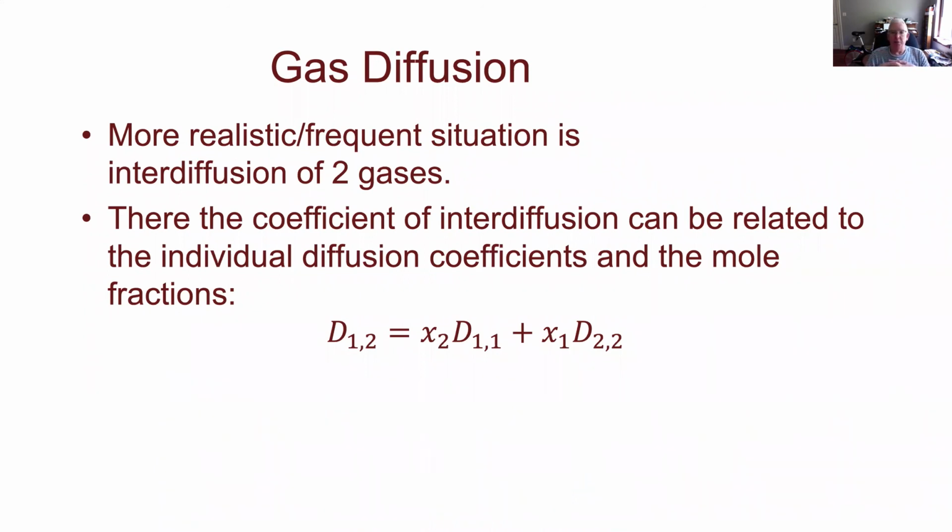And that one is related to the mole fractions of the two gases. That's what X1 and X2 there are, and the self-diffusion coefficients, the D11 and D22. So that's the coefficients for diffusing either gas 1 or gas 2 through itself. And the interdiffusion coefficient is just this linear combination, weighted by the mole fractions, of the two self-diffusion coefficients, okay?